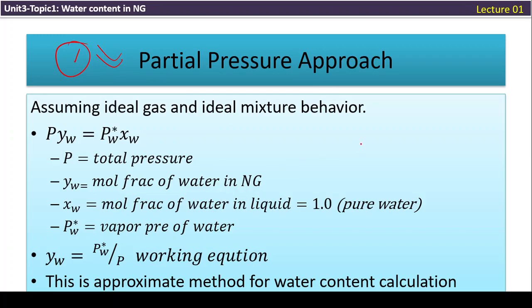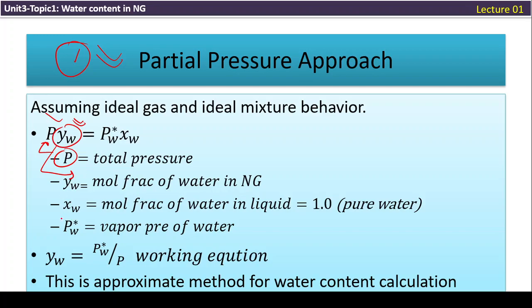We know about Dalton's law and Raoult's law, and with the help of those we are going to calculate. This is a very well known equation: P Y_W is equal to P star_W X_W. Here P is the total pressure of the system of the given natural gas. Y_W is the mole fraction of water in the natural gas. That is our desired value that we want to find out.